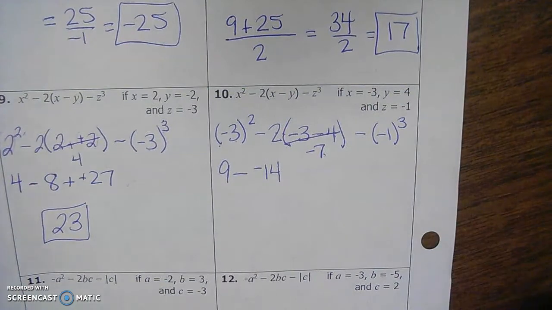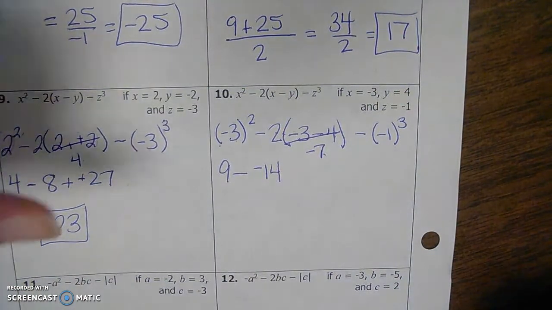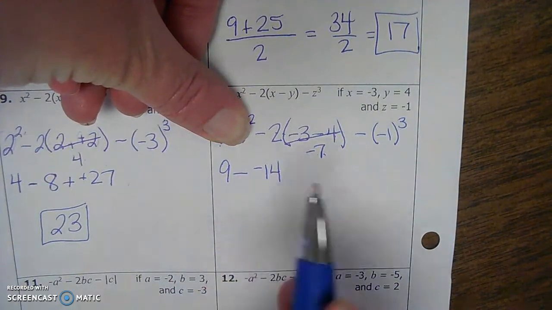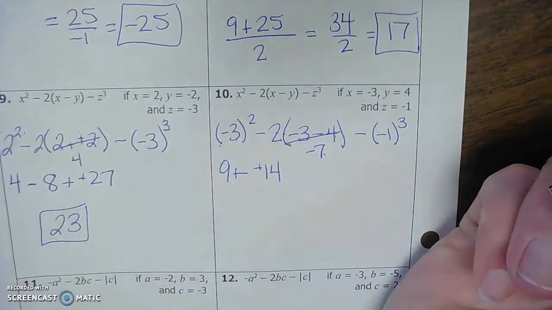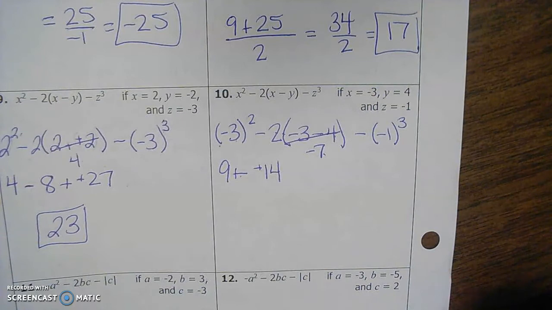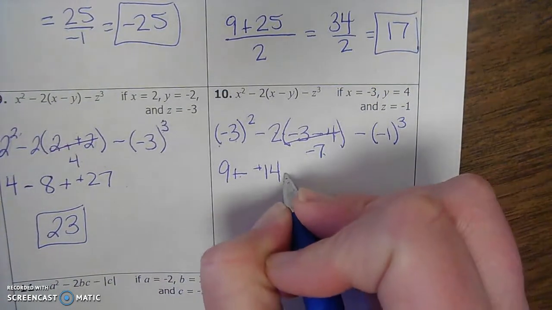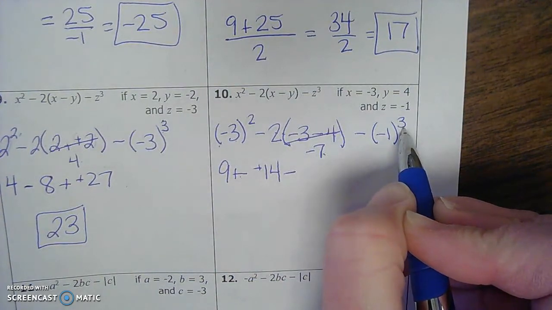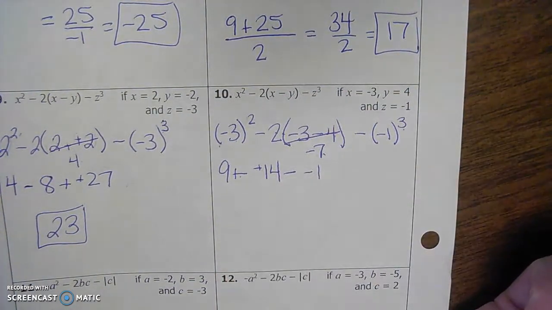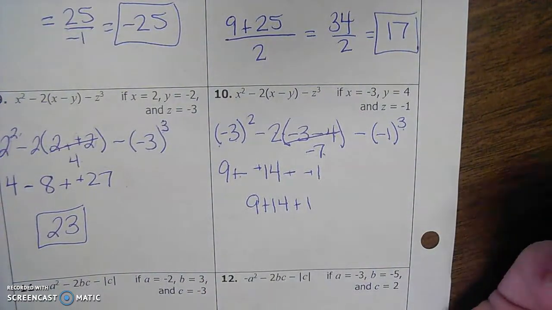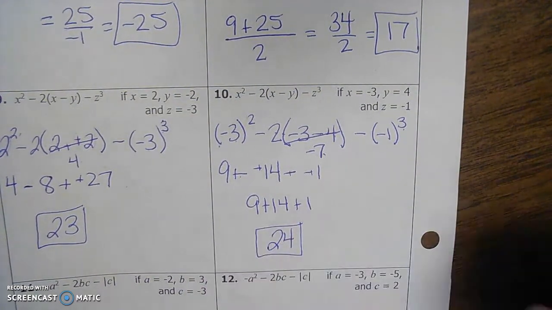So 9 minus -14. Again, if you want to cover that up and think of it as -2 times -7, then you would just put a plus sign right away. You can type minus and a negative into your calculator, or you can just put a plus sign. Same thing here. Minus -1 to the third power means -1 times -1 times -1, which is still -1. So that actually becomes addition also. So we really have 9 plus 14 plus 1. So 24 is our final answer for that one.